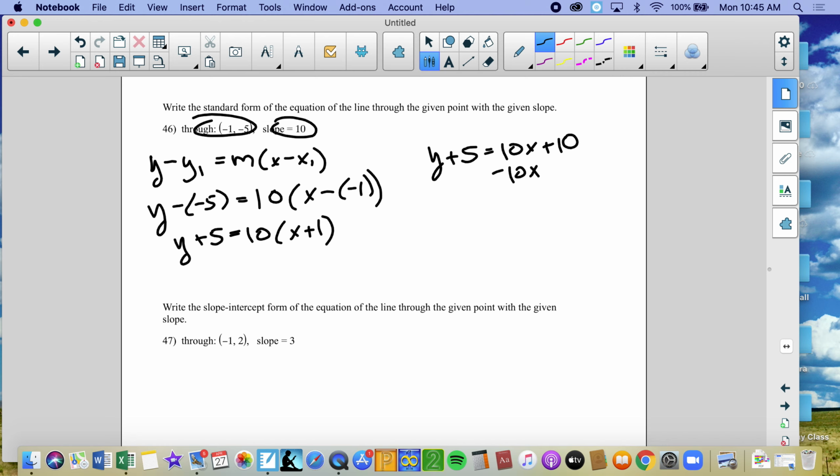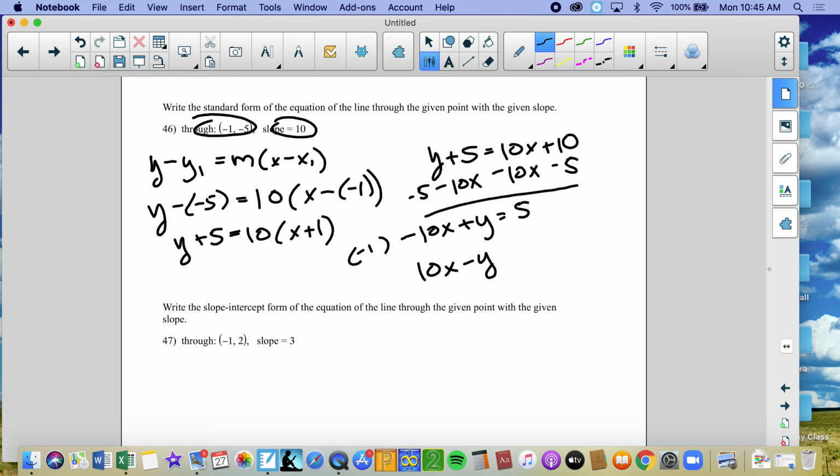Let's move my x's to one side and my constants to the other. It's negative 10x plus y equals 5. And now let's multiply everything times negative 1 because my a is negative and I got to get it positive. 10x minus y equals negative 5.